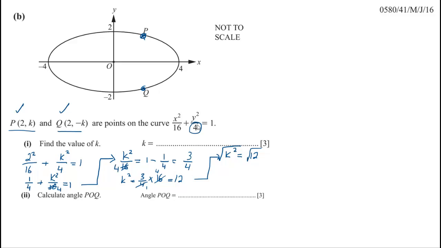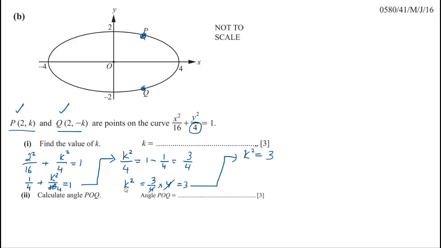I have corrected the mistake. It is k squared over 4. I wrote 16 here mistakenly. So now k squared over 4. So after cross multiplication, k squared will be, this 4 will come over here, 3 over 4 into this 4. This cancels, so it is 3. So k squared is 3.